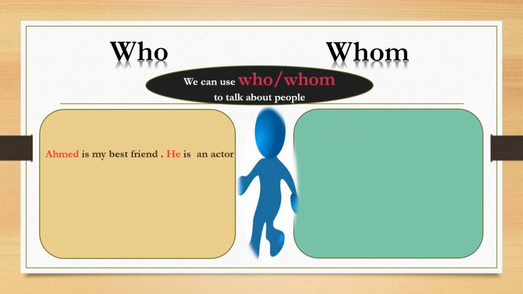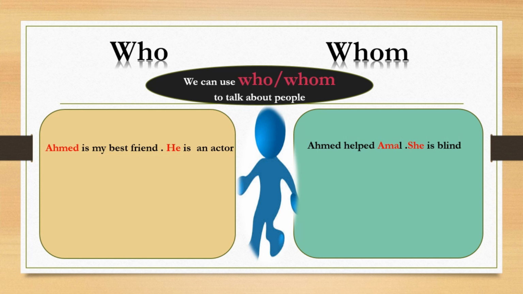Example: Ahmed is my best friend, he is an actor. So he refers to Ahmed. Ahmed helped Amal. She is blind. She refers to Amal. The difference between the use of who and whom is that we use who when we have a subject case, whereas we use whom when we have an object case.